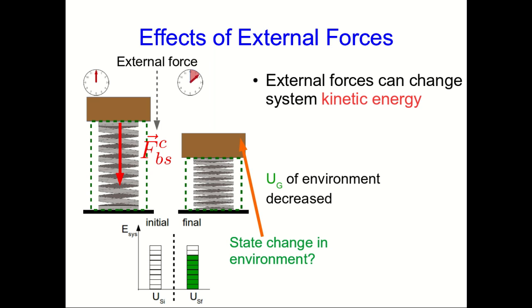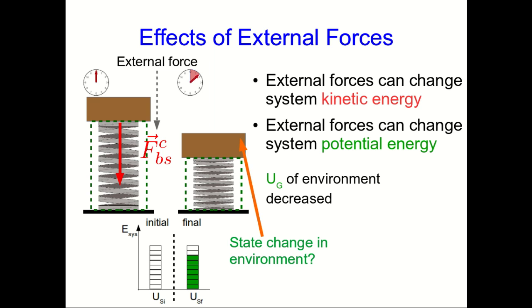Well, in this case, it's that the brick moved down, and so since the brick and the earth are both out in the environment, we can say that the environment has lost gravitational potential energy. And so it's the gravitational potential energy in the environment that has become spring energy in our system. I didn't include the gravitational potential energy in my energy bar chart because it's not in my system. So here we see that an external force, the force that the brick exerts on the spring, appears to have caused a change in the system's potential energy.